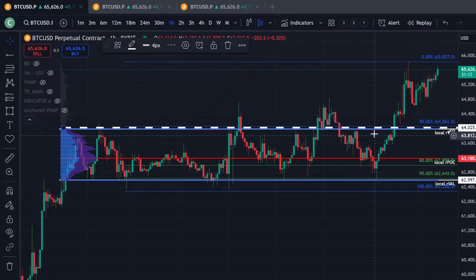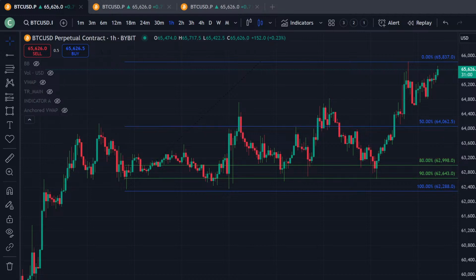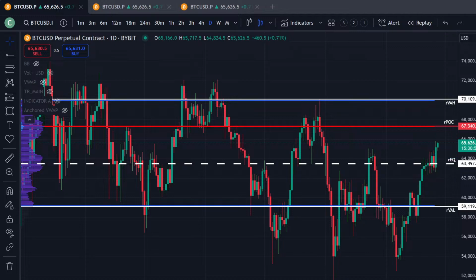Because above point control is a short area, and below is a long area. But inside here is nothing. It's a no-go zone. We don't do anything because it's limbo. And basically that is where we are right now in the macro. So for the spot, we are in limbo. We are above equilibrium and under point control. So this is limbo. Everything can happen.